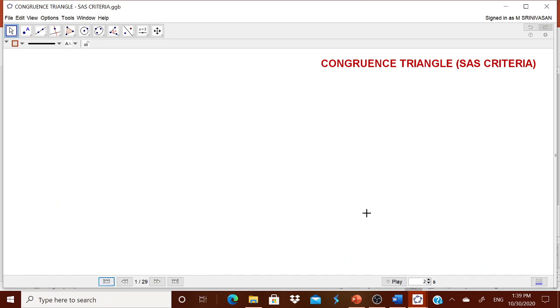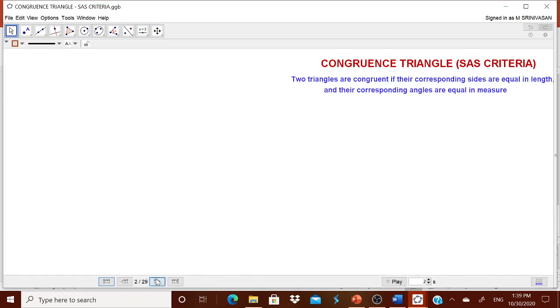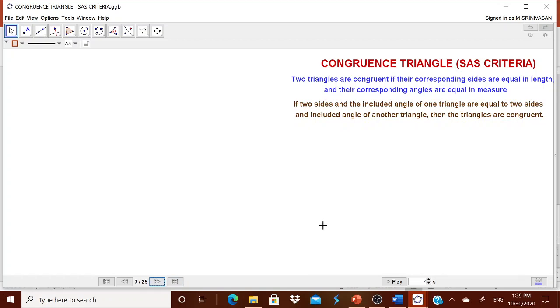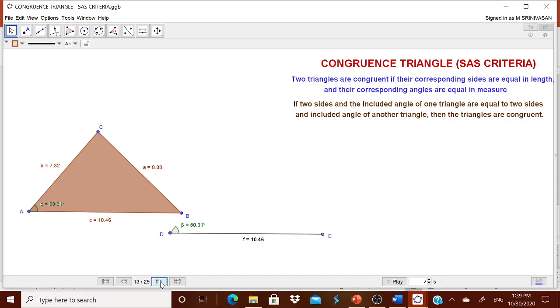Let us start. Let me show you what type of worksheet we are going to prepare. We are going to prepare a worksheet on Congruent Triangle, SAS criteria. We will first explain what is a congruent triangle. We will explain what we mean by SAS. If two sides and the included angle of one triangle are equal to the two sides and included angle of another triangle, the triangles are congruent. Then we will try to draw triangle number 1. Then using these parameters, we will try to draw triangle number 2.